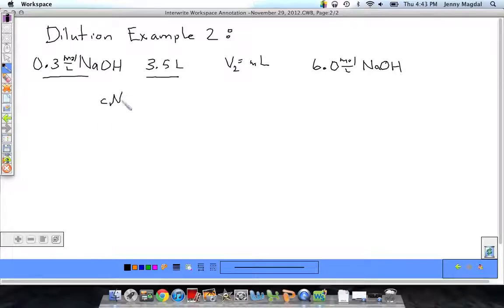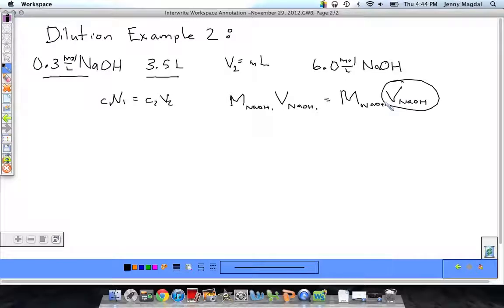So C1V1 is equal to C2V2, or another way of writing that is the molarity of NaOH for the first one times the volume of NaOH is equal to the molarity of NaOH times the volume of NaOH. So I can just start plugging in my numbers, or I could rearrange first. Either way, I know that I'm looking for one of my volumes. So I can rearrange, or again, plug in first. I'm going to plug in first this time.